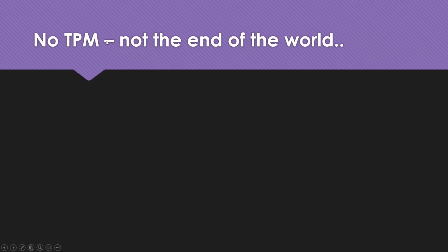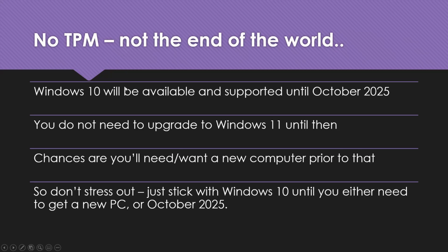So, okay. But no TPM, it's not the end of the world. Windows 10 will be available and supported until October of 2025. So you don't need to upgrade until October 2025. Chances are you're going to need or want a new computer prior to that, so don't worry about it. Don't stress. Just stick with Windows 10 until you either need to get a new PC or it's October 2025. If your computer can't do it now, that's fine. Stay with Windows 10. There's no reason you have to rush out right now and get a new computer just so you can run Windows 11.